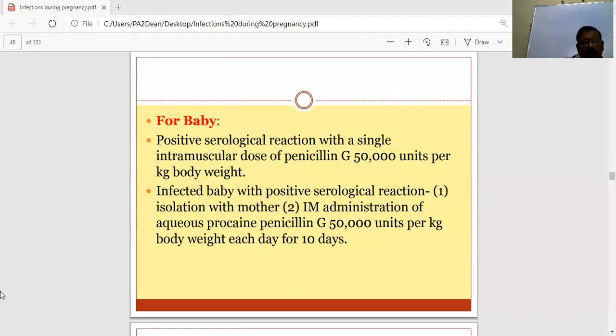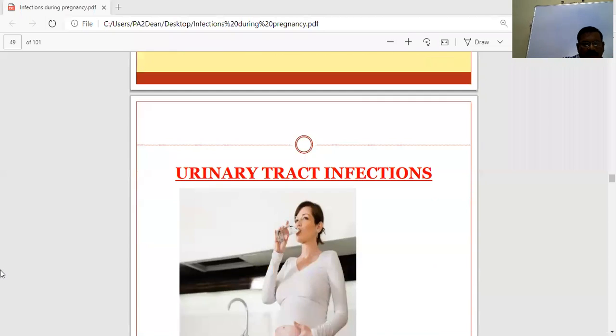For the baby with a positive serological reaction, a single intramuscular dose of penicillin G, 50,000 units per kg body weight, is given. For an infected baby with a positive serological reaction, isolation with the mother, then intramuscular administration of aqueous procaine penicillin G, 50,000 units per kg body weight each day for 10 days, is to be given.